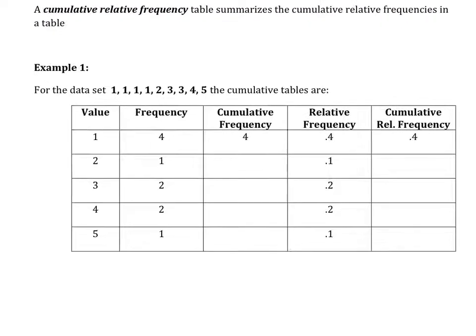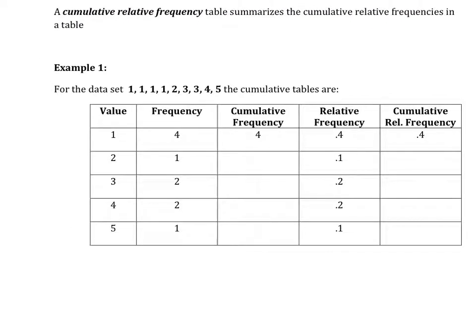So for this example, we have a data set, and I already did the frequency and relative frequency for you. So again, this is saying like the value of 1 happens 4 times, the value of 2 happens 1 time, etc. So for the cumulative frequency, you always start with whatever the first frequency is, just carries over. But then as you go down, you just keep adding frequencies.